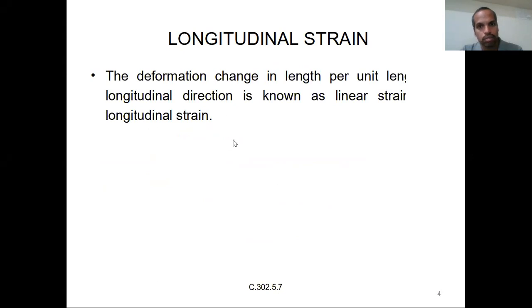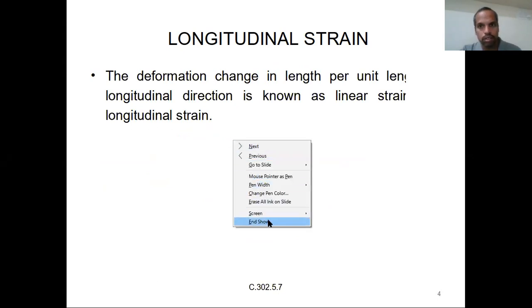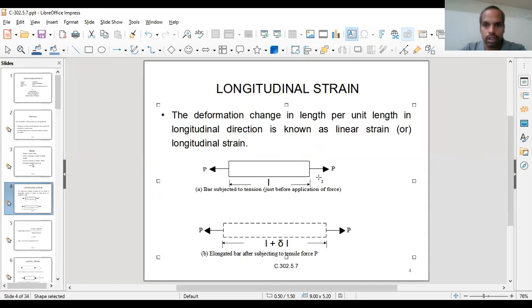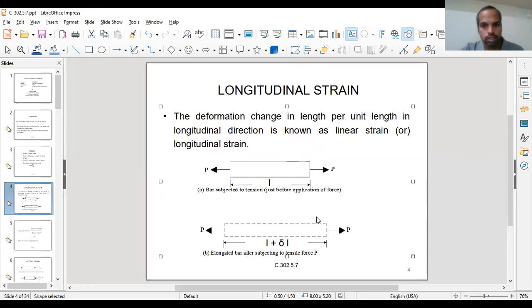I am not able to get it full screen, so I will discuss with the screen only. What is the longitudinal strain? Longitudinal strain is nothing but the deformation, that is change in length per unit length in the longitudinal direction, meaning along the length of the member, and is known as linear strain.